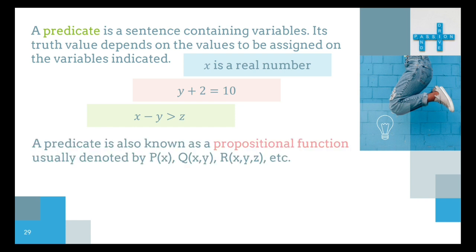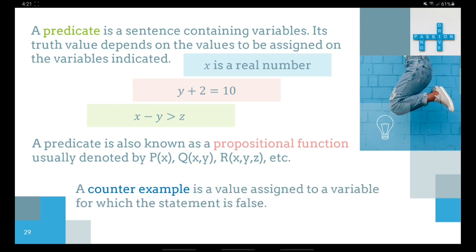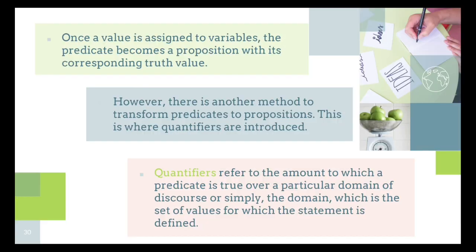A predicate is also known as a propositional function, usually denoted by P of X, Q of X, Y, R of X, Y, Z, etc. A counterexample is a value assigned to a variable for which the statement is false. Once a value is assigned to variables, the predicate becomes a proposition with its corresponding truth value. However, there is another method to transform predicates to propositions.